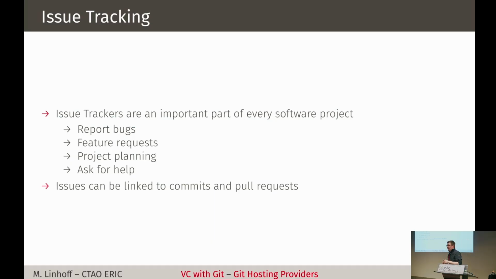Then issue tracking, just to mention one of these project tools, is very helpful for organizing. So users can report bugs. You with your other developers can plan the next developments. Issues have assignees, so you can say, okay, we discussed in a meeting that you should do this job, then you assign a person to this issue. And the issues can be linked to commits and pull requests.